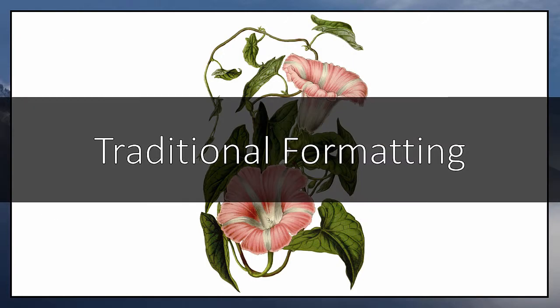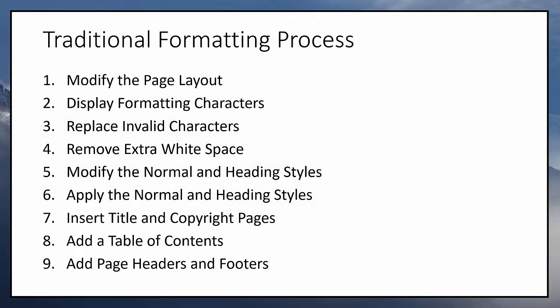Let's begin with traditional formatting. This is a 9-step process. You begin by modifying your page layout. In the past, I would modify a page layout for Kindle publishing and then later modify the layout for POD publishing. Now I realize that I can do them both at the same time and have one manuscript. Display formatting characters, and then replace the invalid characters and remove extra white space.